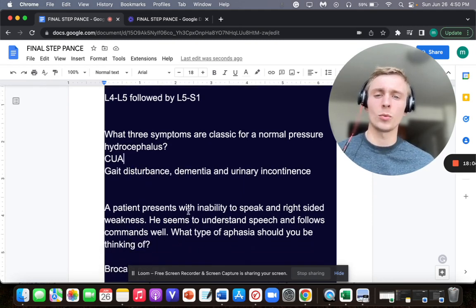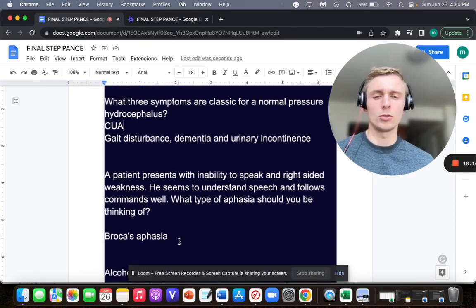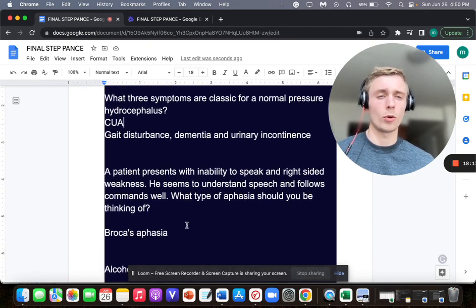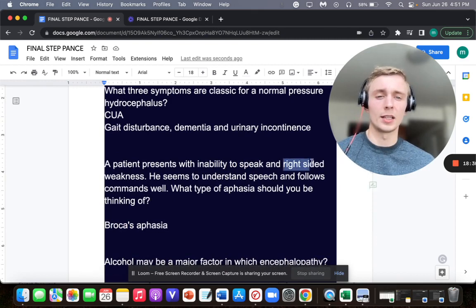A patient presents with inability to speak and right-sided weakness. He also seems to understand speech and follows commands well. What type of aphasia should you be thinking of? So like we said before, he understands okay, so his comprehension is okay. So it's not Wernicke's, it's Broca's, because he has broken speech. It is the inability to speak. And also think about that right-sided weakness. So the Broca's area on the left side.